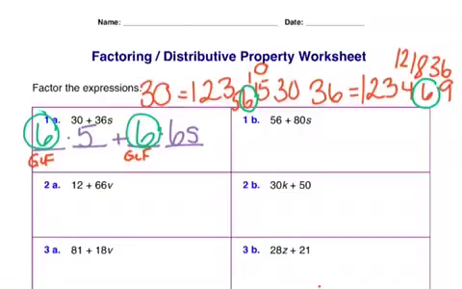Alright, so we're going to undistribute. So we're going to divide these by 6, so take the 6 out. We know that's what was distributed. And then what's left is going to be the other factor. So I'm left with a 5 plus the 6s.